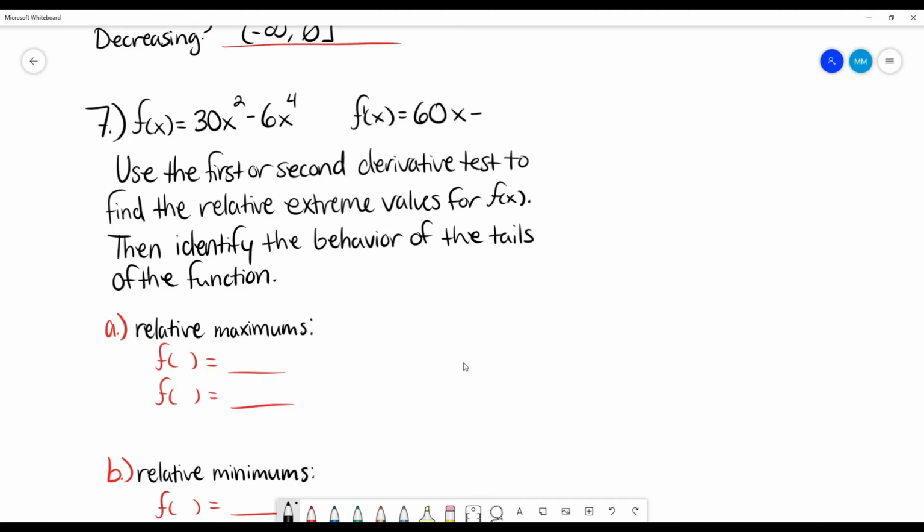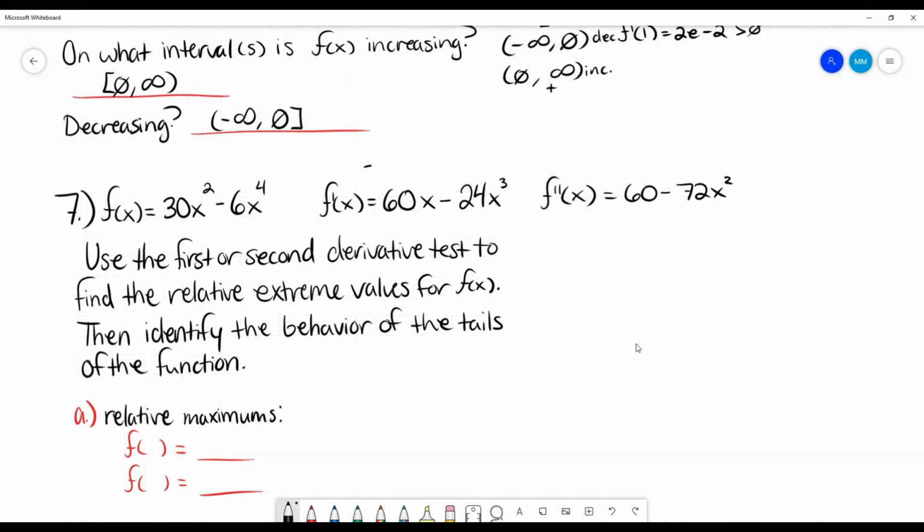60x minus 24x cubed. Okay. And I think I'm going to use the second derivative test for this one. So I'm going to go ahead and take that second derivative as well, which is just 60 minus 72x squared. Okay. And I am, for both of these, actually going to factor it a little bit just so it's a little easier to handle.